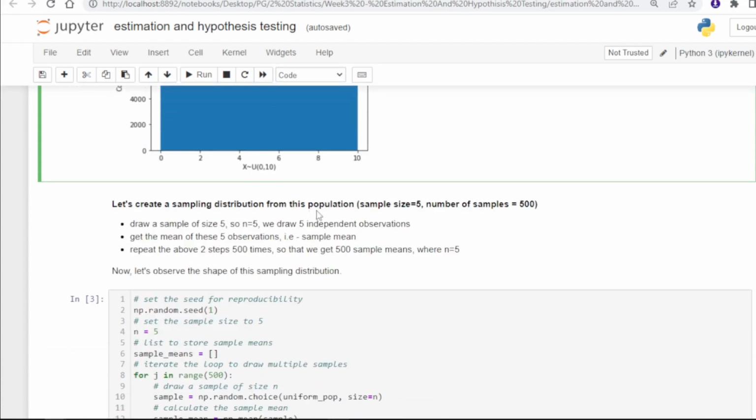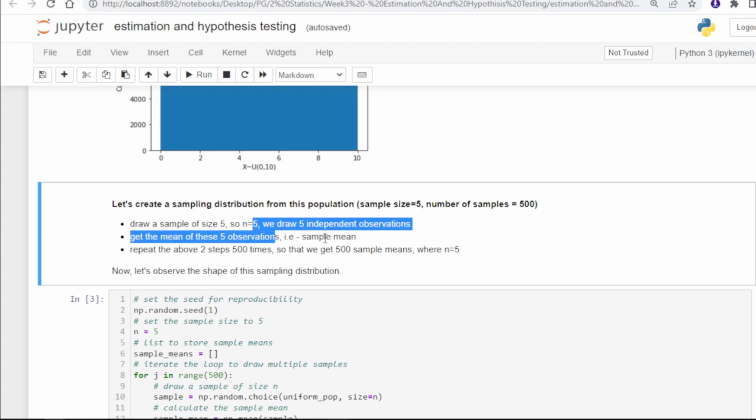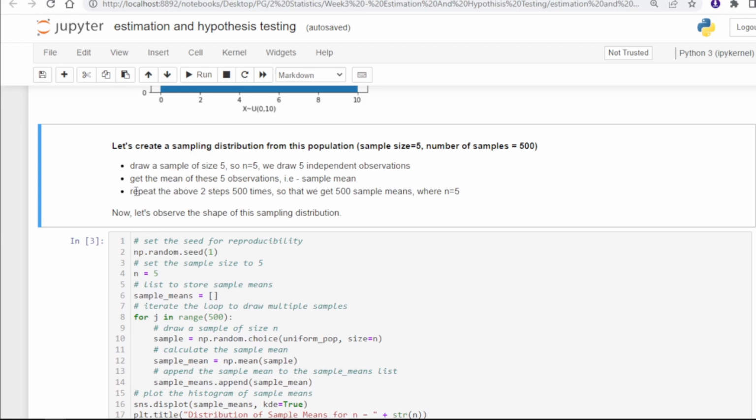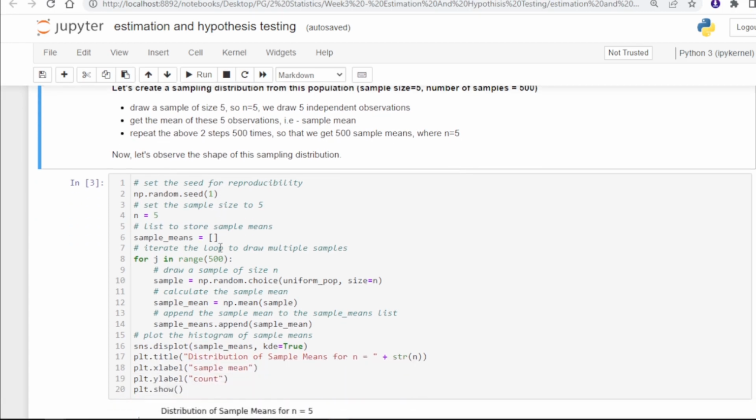Let's create a sampling distribution from this population, where the sample size is 5 and the number of samples is 500. We draw a sample of size 5, so our n becomes 5, meaning 5 independent observations. First we get the mean of these 5 observations, which is our sample mean. Then we repeat these two steps 500 times, so we get 500 sample means where n remains 5.